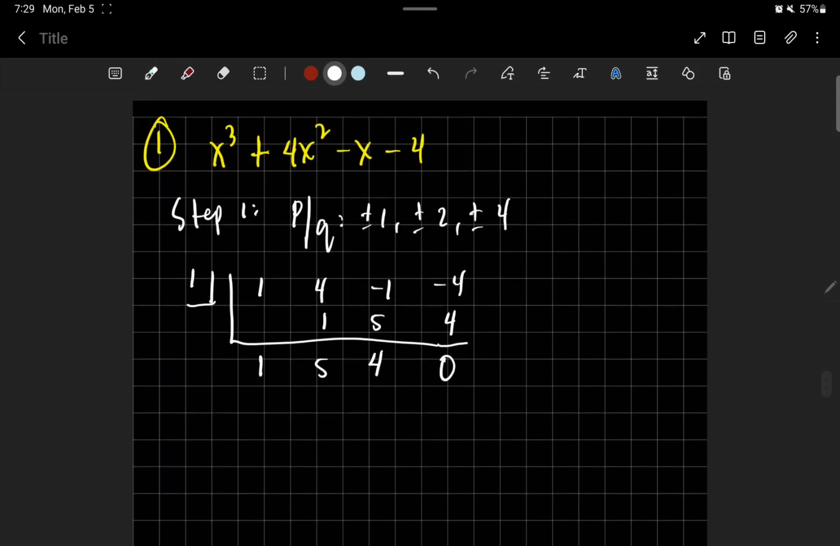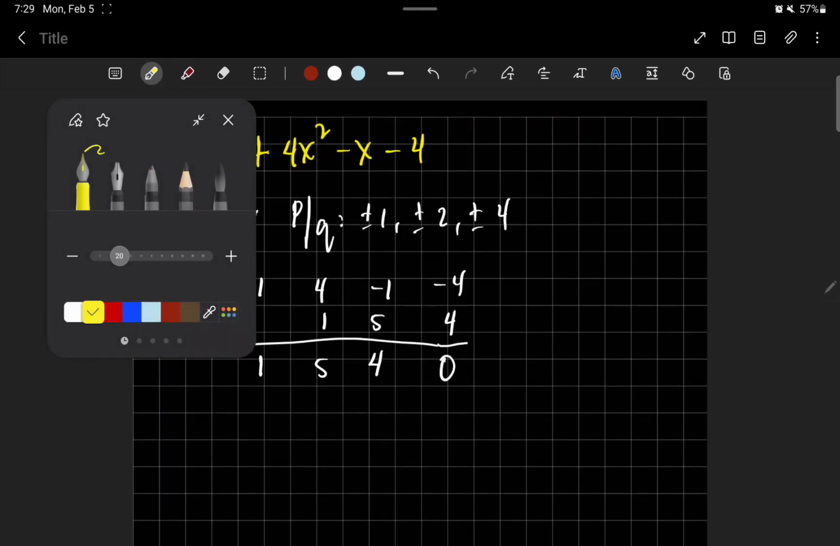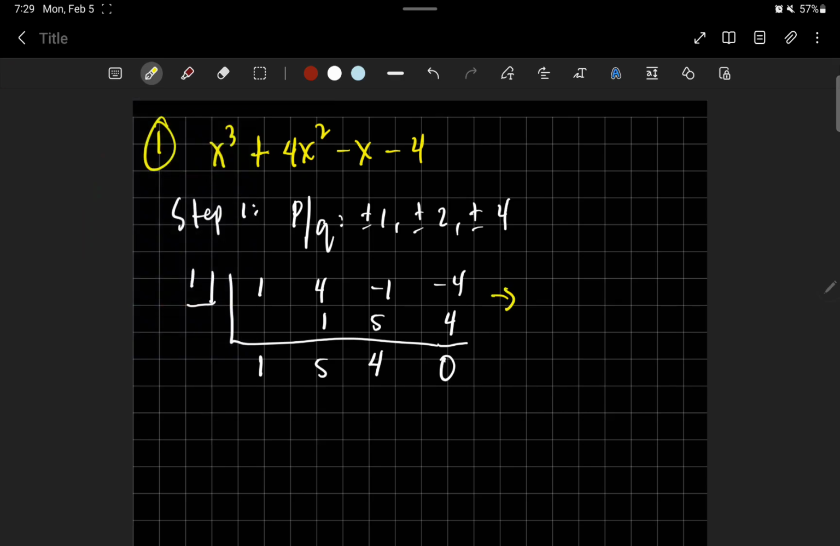When we write the root, since we are looking for the factored form, it is x minus 1. Right? Because this is x is equal to 1, so we just bring back 1 to the other side. So you have here x minus 1.